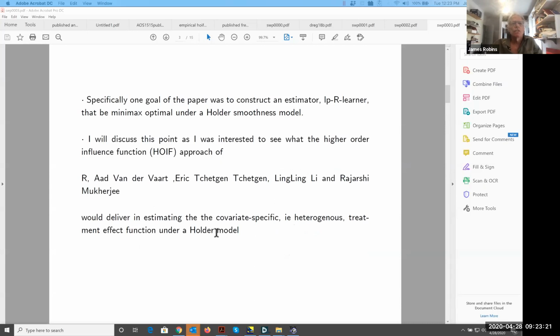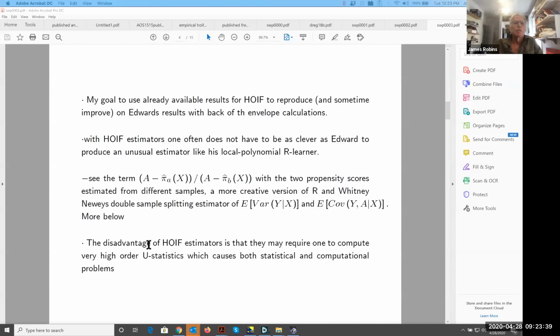Okay, so one goal of this paper was to construct an estimator that would be minimax optimal under Holder smoothness. And I'm going to discuss this point as I was interested to see what the higher order influence function approach would give for estimating the same function. My goal is to use already available results for higher order influence functions to reproduce and sometimes improve on Edward's result with just back of the envelope calculations.